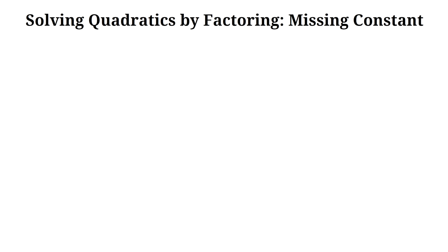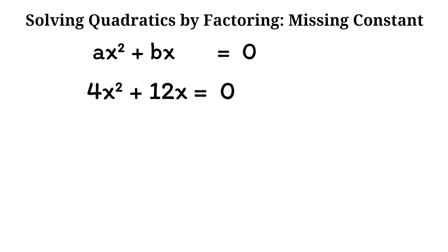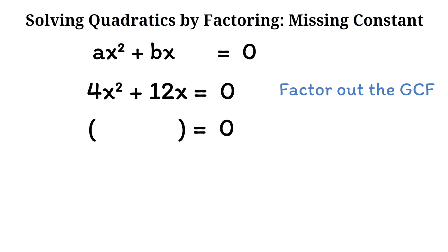Let's start with quadratic equations missing a constant. Let's look at this example. Solve 4x squared plus 12x equals 0 by factoring. In this equation, you'll notice there is no constant term. So our first step is to factor out the greatest common factor. To do that, we bring the greatest common factors outside the parenthesis and leave the uncommon factors inside the parenthesis.